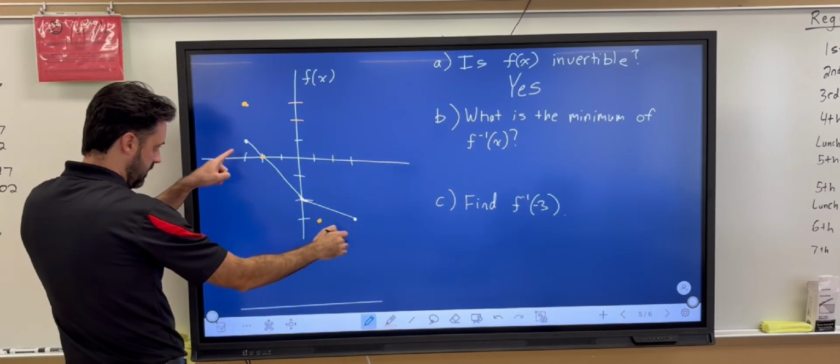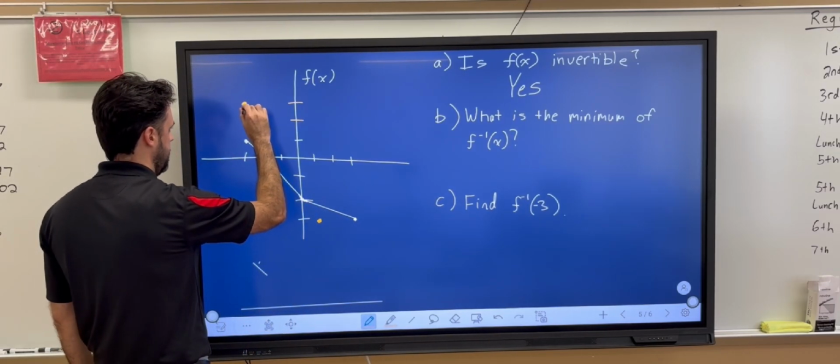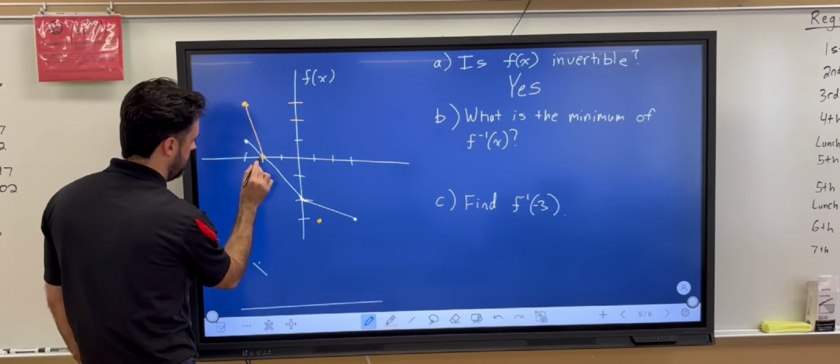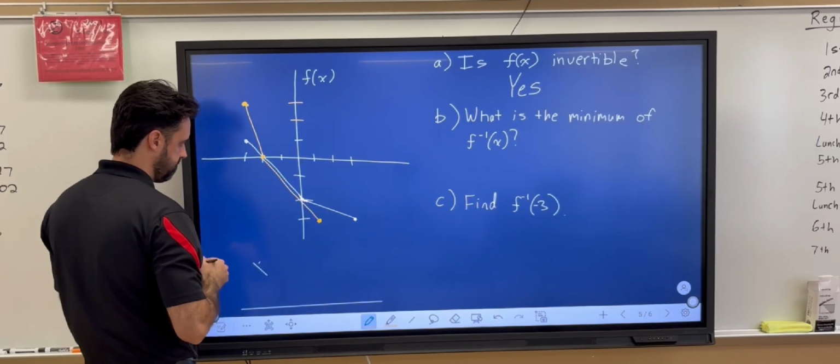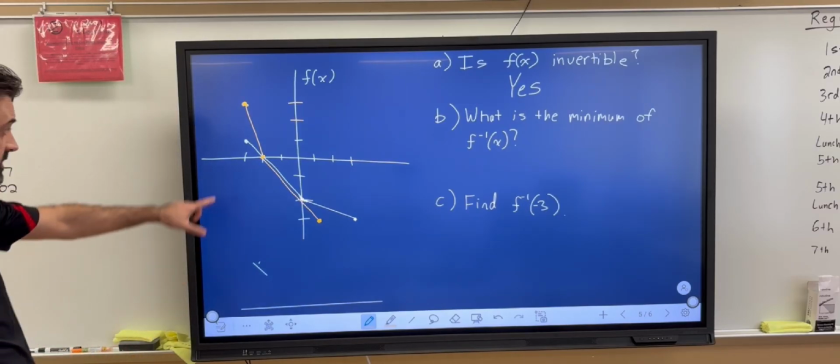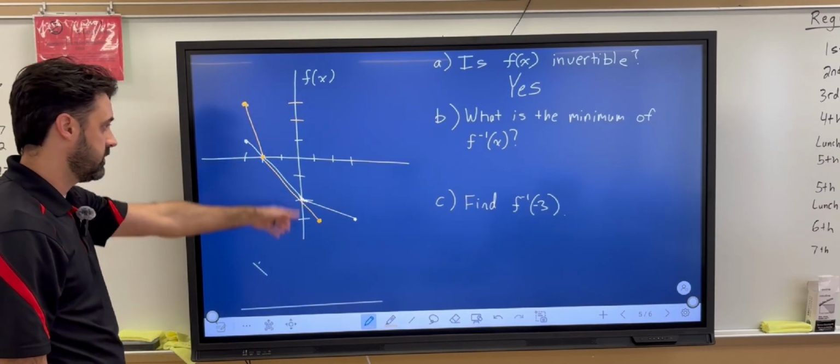All right, and just like this was all straight lines, same thing. So connect them with straight lines. Just like that. All right, so this is our inverse function. You can tell it passes the vertical line test.